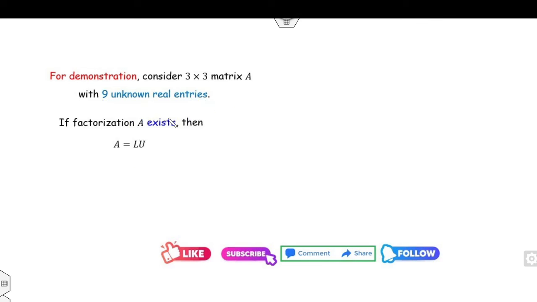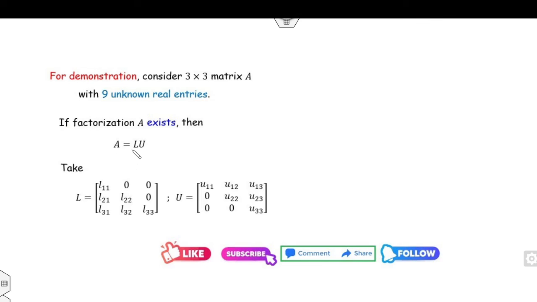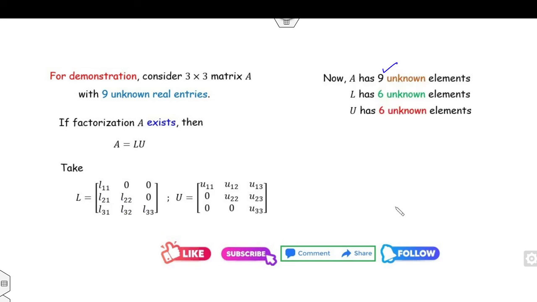Now, if the factorization exists, when will it exist? When all the principal minors have non-zero determinants, then you can write this matrix as L into U. How many unknown elements are in L? You can see 1, 2, 3, 4, 5, 6. There are 6 unknown elements. In U, there are also 6 unknown elements. So A has 9 unknown elements, L has 6 unknown elements, and U again has 6 unknown elements. How many unknown elements are in LU? Therefore, LU has 12 unknown elements.